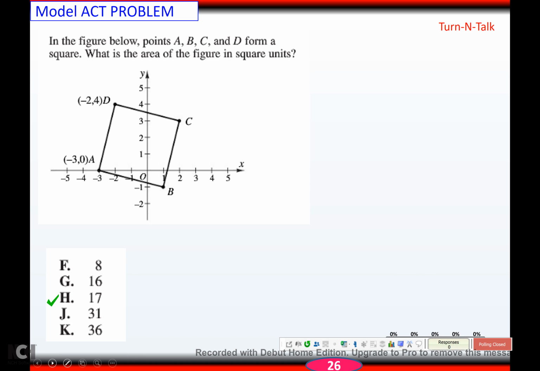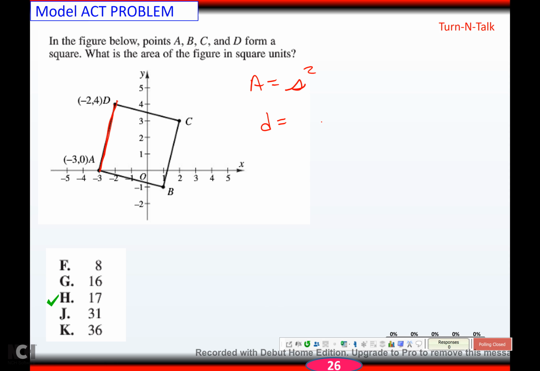Alright, they said in the figure below, points A, B, C, and D form a square, which tells us all sides are equal. What is the area of the figure in square units? I can get my area by taking a side and squaring it because this is a square. So all I have to do is figure out that length, which I can use the distance formula for.